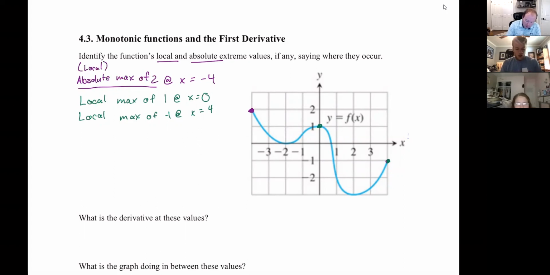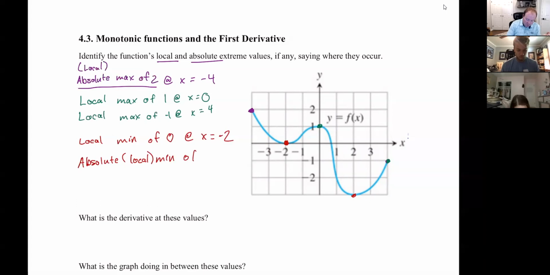And we could do a similar argument for the minimums, where we have a local minimum of 0 at x equals -2. And then we also have an absolute and also a local minimum, and this would be the y value, -3 at x equals 2.